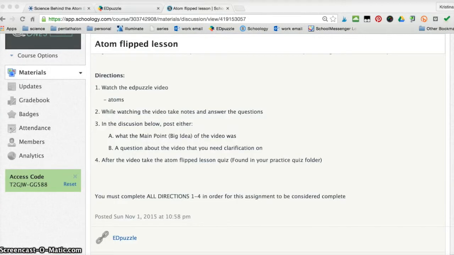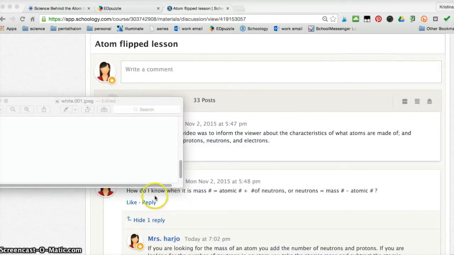Once they are done watching the Edpuzzle video, they come back to their Schoology lesson, and down below in the comments is where they're going to either reflect and give the big idea, or ask a question for clarification. For example, this person wanted to know when the mass number equals atomic number plus number of neutrons, or when you're looking for neutrons, is it the mass number and atomic number.